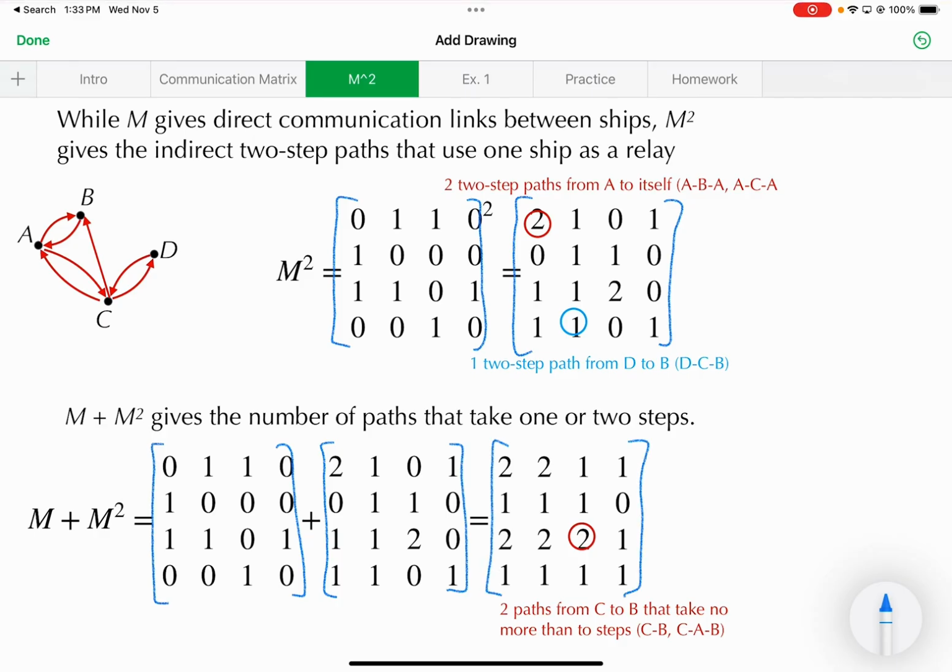Either way, while M gives direct communication links between ships, M squared, if you square that initial matrix, gives indirect 2-step paths that use one ship as a relay. That was the example of B going to D. B can't directly go to D, but B can go to C, and then C can go to D. M squared shows the number of 2-step paths that are possible. For example, if I look at that blue circle, there's that 1 there. After you square M, that means there's one 2-step path to get from D to B. D has to go to C, and then it would go to B. That would be that 1 indicator.